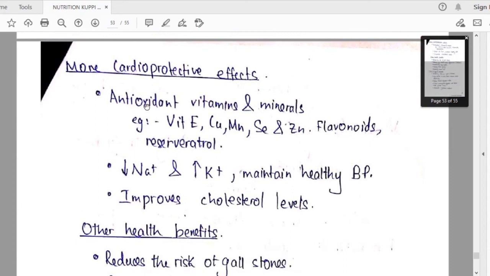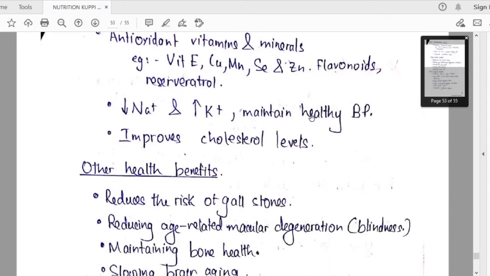Then, ekagathama antioxidant vitamins and minerals. Example, vitamin E, copper, manganese, selenium, zinc, flavonoids, and resveratrol kiyana compounds waling antioxidant nature gat deno. Eto kore free radicals combat karana support karano. Sodium adukarla potassium vari karano. So, this helps maintain a healthy blood pressure. Nuts in general improves cholesterol levels.